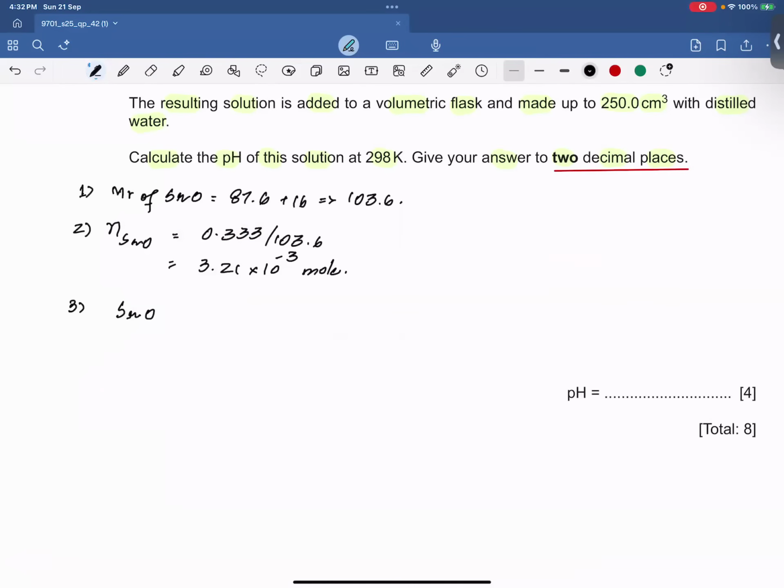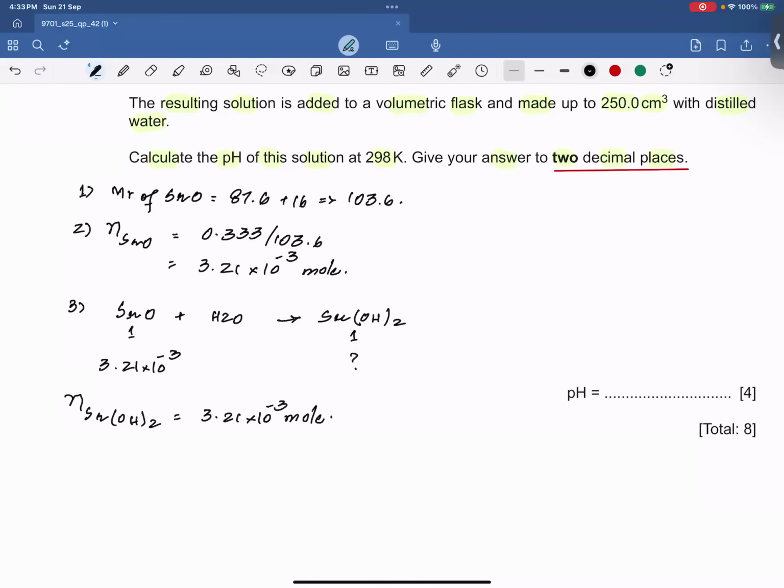Strontium oxide is dissolving in water, converting into strontium hydroxide. Now, according to the equation, strontium oxide and strontium hydroxide have a 1:1 ratio. So when we got 3.21 × 10^-3 moles, obviously I'm going to get the same number of moles of strontium hydroxide. So it's going to be 3.21 × 10^-3 moles.